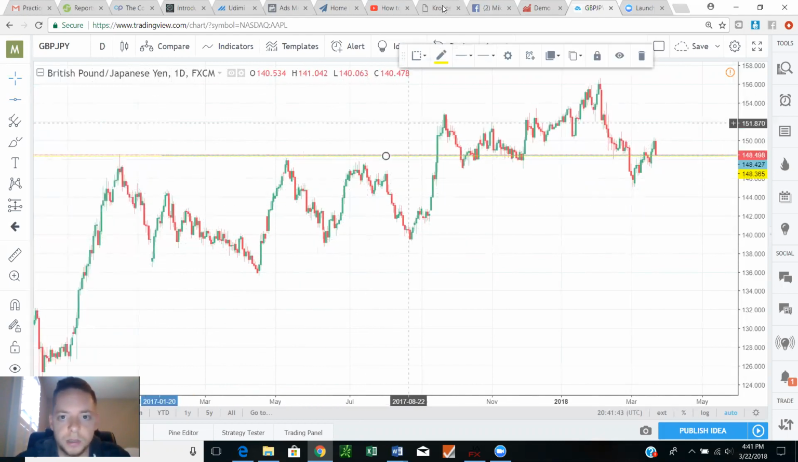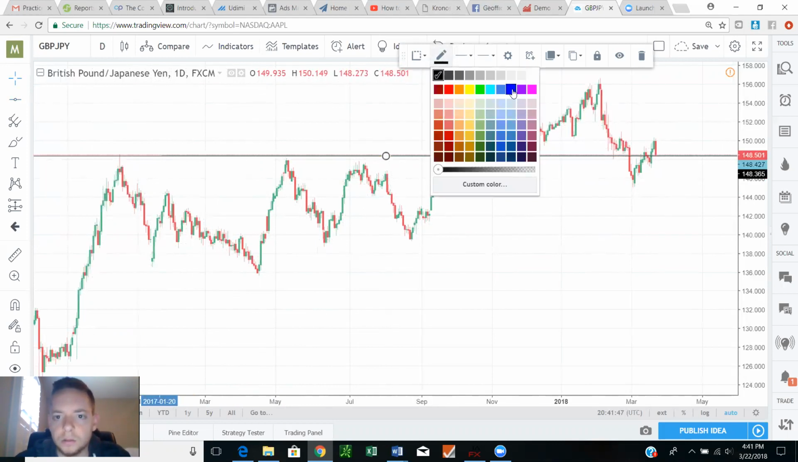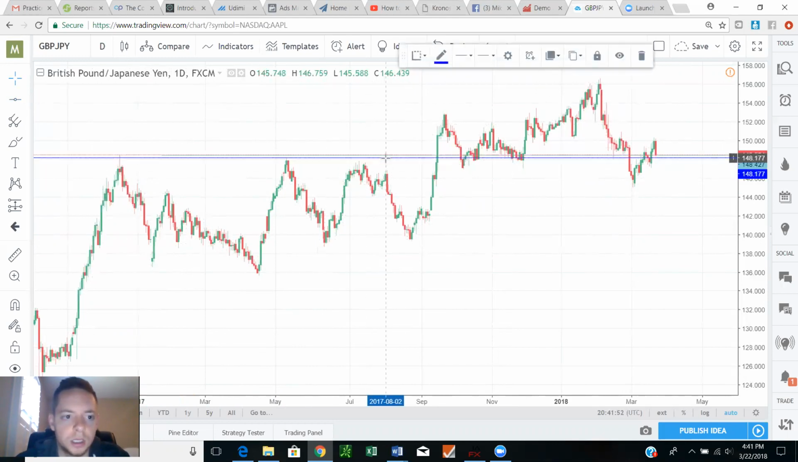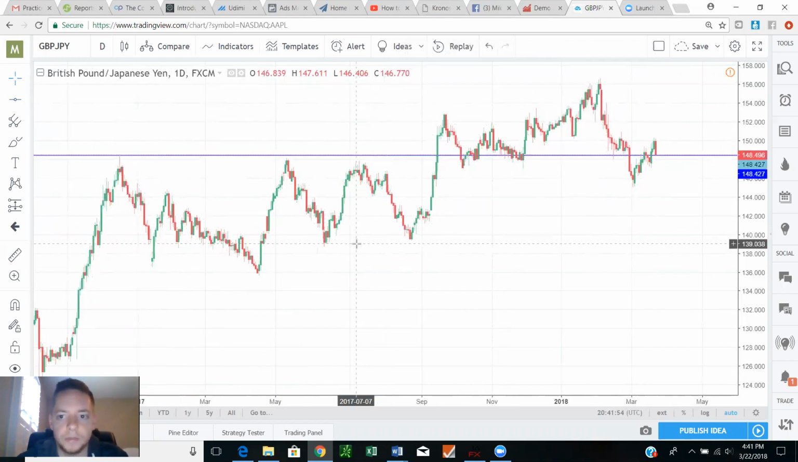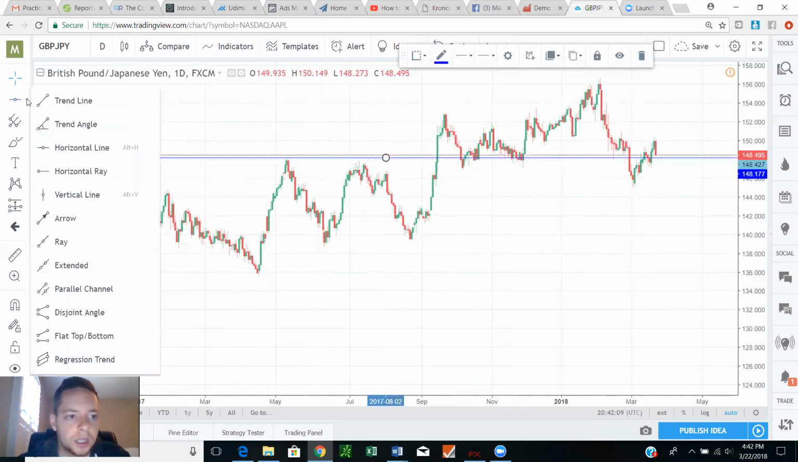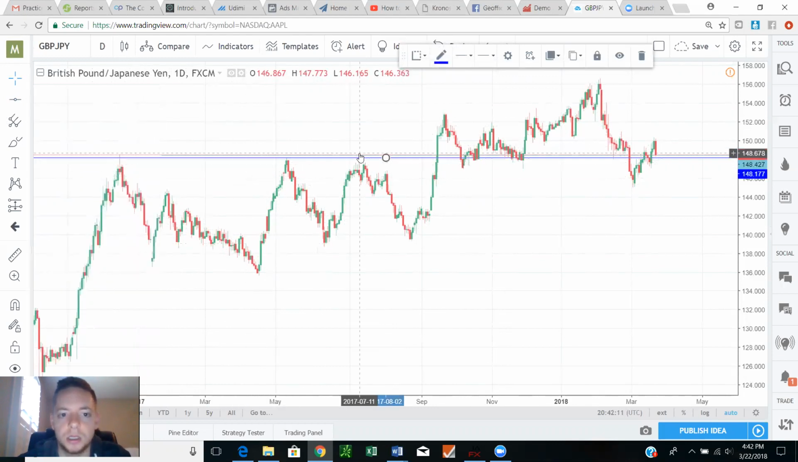Let me change the colors on this. Color is weird. Okay, we'll do a blue line. So this is an area right here of resistance. And typically an area of resistance is also an area of support, or an area of support is also an area of resistance. You want to think of these more as zones. You don't want to think of them as just one specific price point.